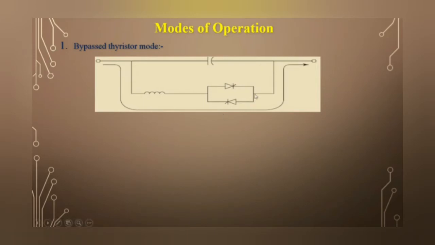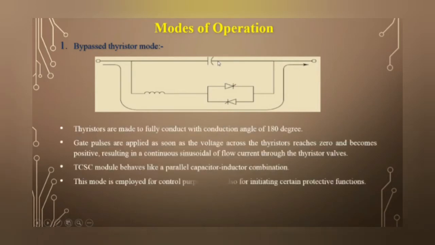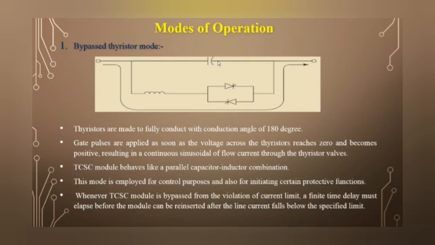The TCSC module behaves like a parallel capacitor-inductor combination. However, the net current through the module is inductive as the susceptance of the reactor is greater than that of the capacitor, which we choose here. So this is the basic bypass thyristor mode. This mode is employed for control purposes and also for initiating certain protection functions.